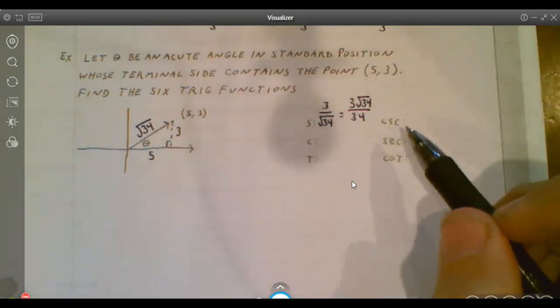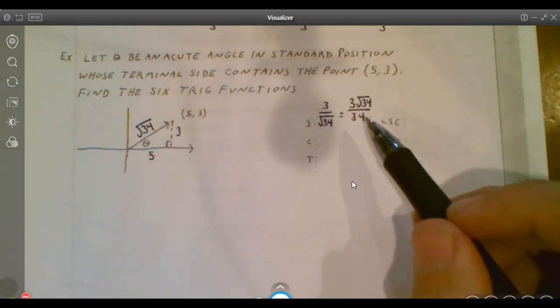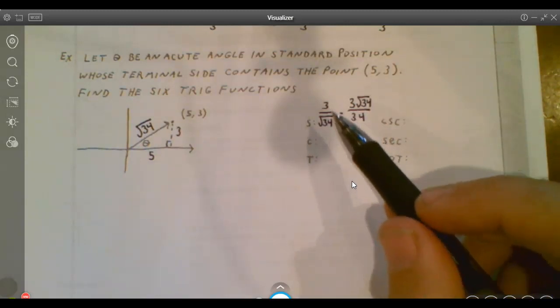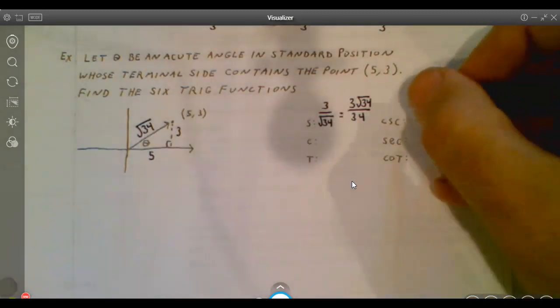Remember, to get cosecant, I have to flip sine upside down. I don't really want to do it from here. That's kind of ugly. It'd be better if you did it from here. So I'm going to do rad 34 over 3 for cosecant.